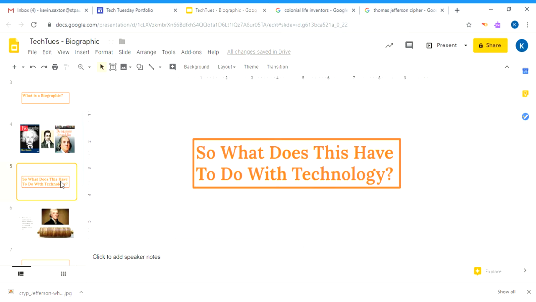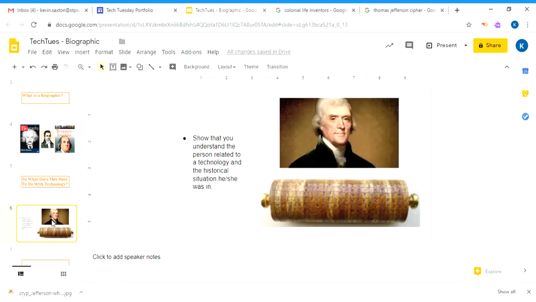It has to be a person in your time period that was important relating to a technology. Maybe they invented the technology, or they used the technology, or they changed or revolutionized the technology. So this is going to show that you understand the technology and the person and the historical situation. For example, I chose this guy, Thomas Jefferson. He came up with an idea for a cipher. I'll explain what that is in just a little bit.